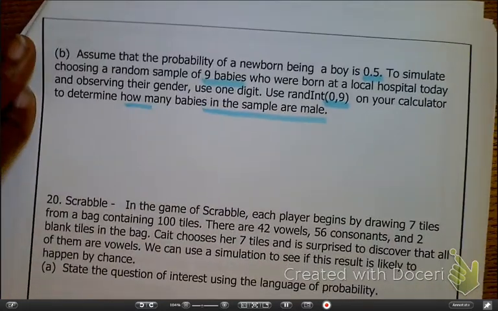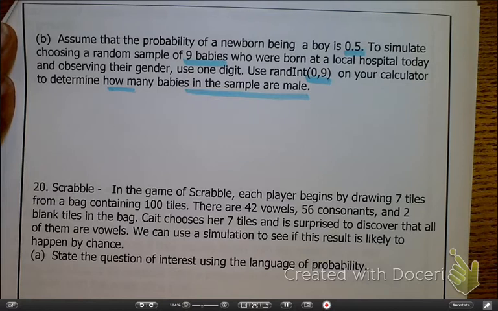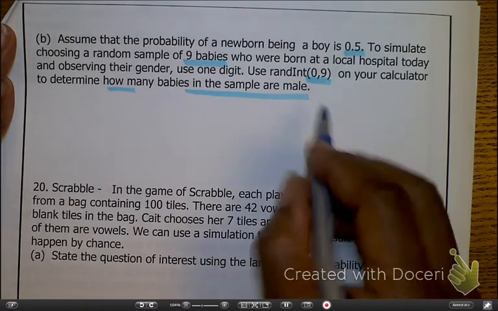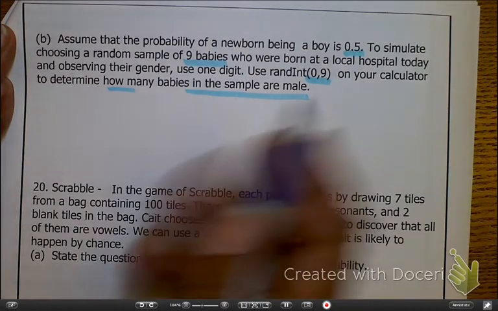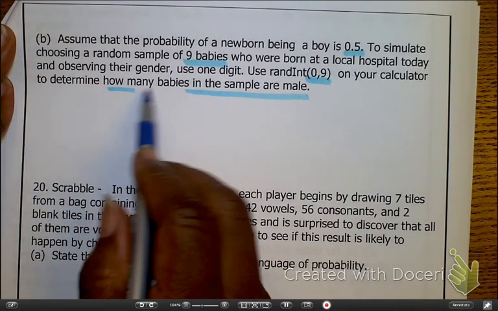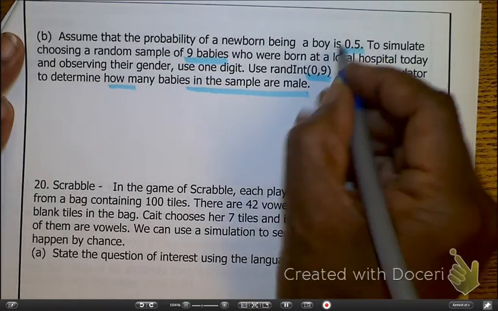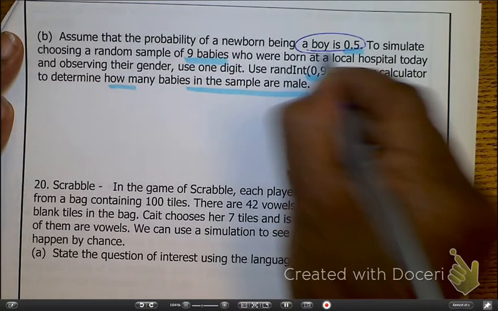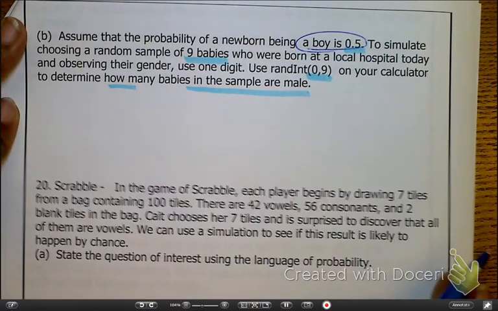So for B, we say, assuming that the probability of newborns being a boy is 5%, we want to use a simulation of 9 babies who were born at a local hospital. We want to use 0 through 9 on our calculator to determine how many babies in each are male. So the question is, are we using 0 through 9 with male, or, with the probability of boys being 50%, are we using 0 through 4? So here, this is the error.